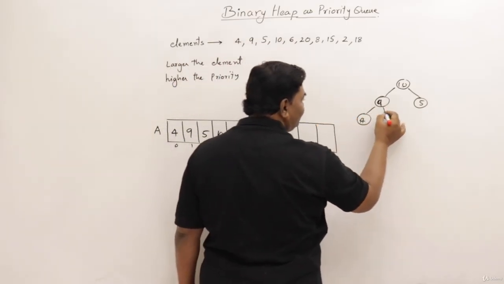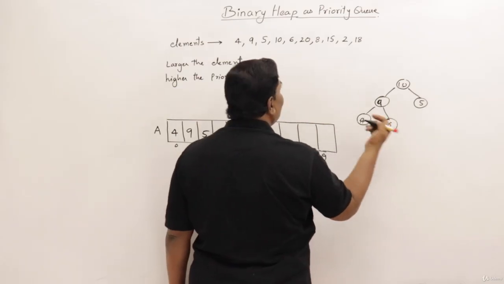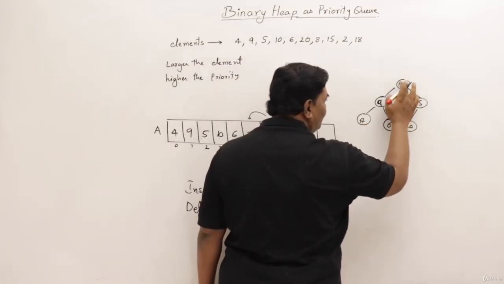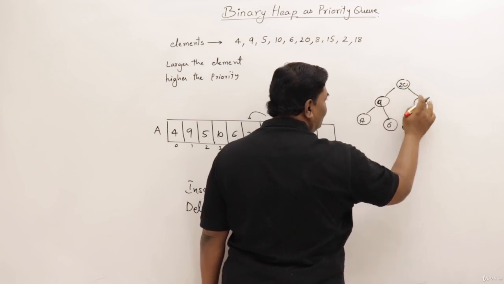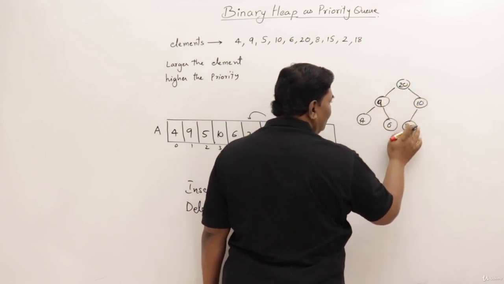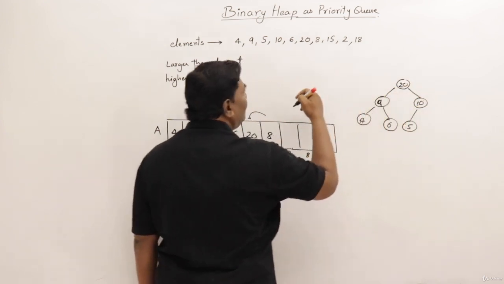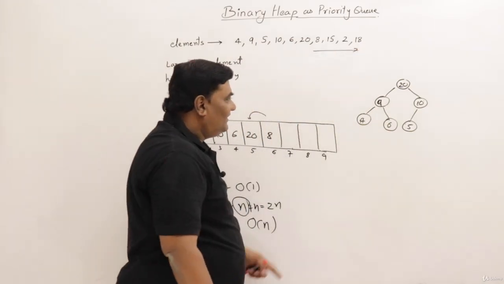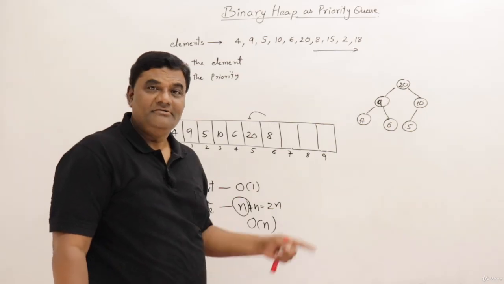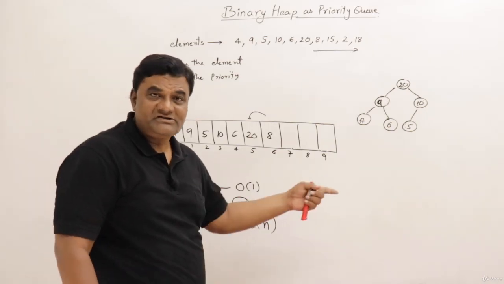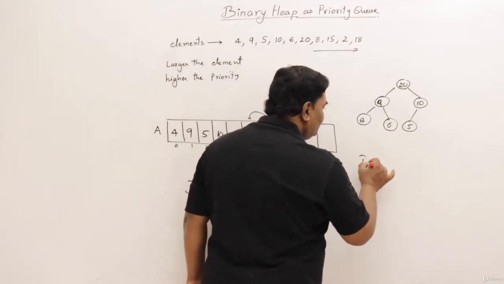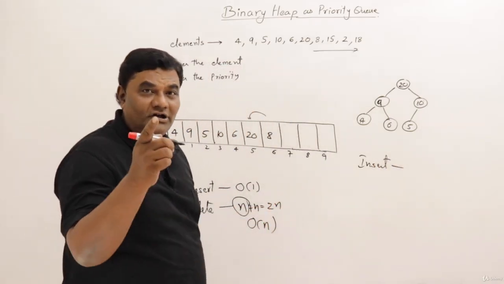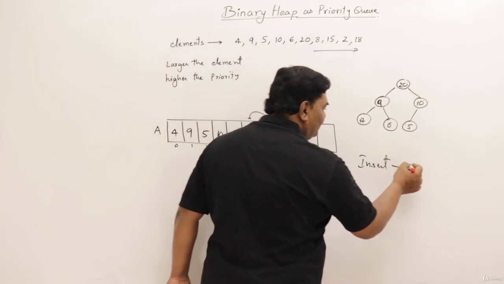Then 6 is coming on this side. This is smaller, no problem. 20 on this side. 20 is greater than both of these, so 20 moves up, 10 comes to this place, and 5 comes here. The remaining elements I don't have to show. I am creating a heap. Which heap? Max heap. How much time does it take for insert? We have learned this. Log n time.